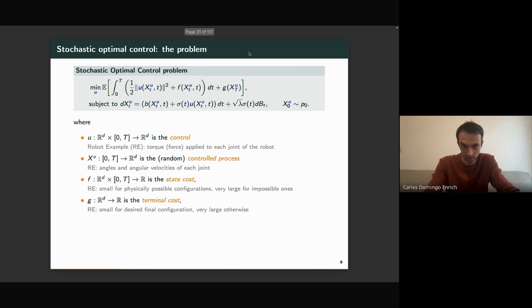G is the terminal cost. So we want to always set G such that it's small for the desired final configurations and very large otherwise in the case of the robot. So again, f and G are just used basically to drive our system. We'll set them such that our system ends up at regions where f and G are small.